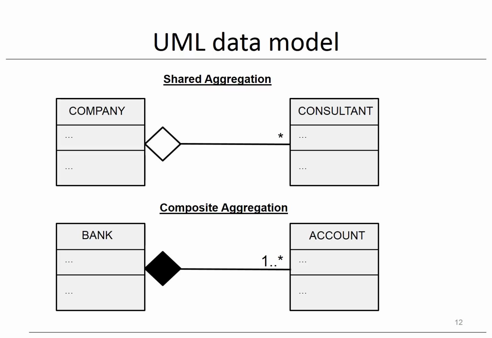Here you can see two examples. A shared aggregation is indicated by a hollow diamond and a composite aggregation by a filled diamond. We have a shared aggregation between company and consultant. A consultant can work for multiple companies. When a company is removed, any consultants that worked for it remain in the database. We have a composite aggregation between bank and account. An account is tightly coupled to one bank only. When the bank is removed, all connected account objects disappear as well.